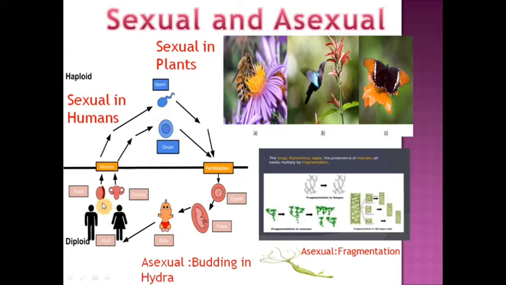This is the picture showing how reproduction takes place in humans. In sexual reproduction, human beings produce sperm and ovum, and on fertilization produce a zygote and ultimately the next offspring, that is a baby. And these are plants, showing how pollination takes place for sexual reproduction in plants. And here the lower one is fragmentation taking place in various organisms, and this diagram shows budding in hydra. These are the various types showing reproduction.